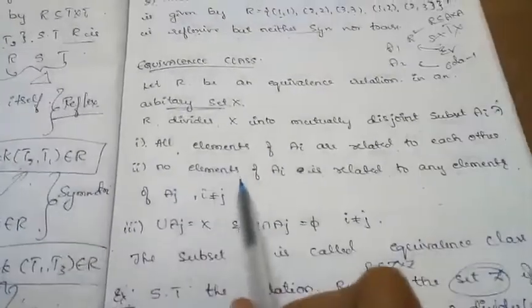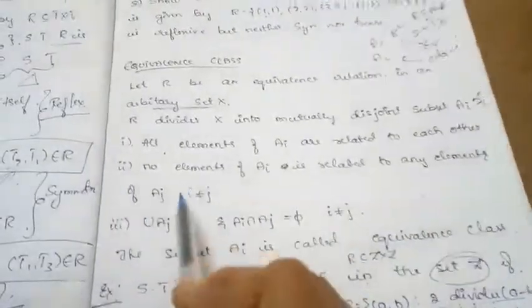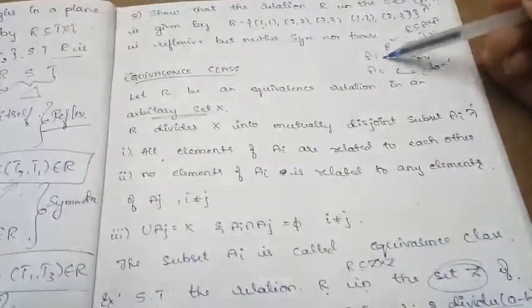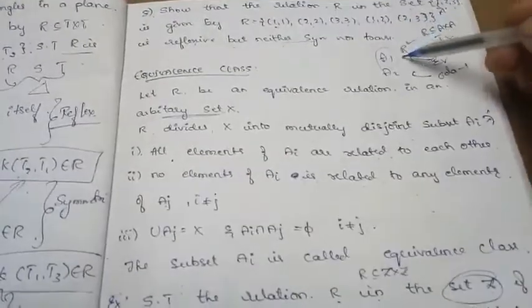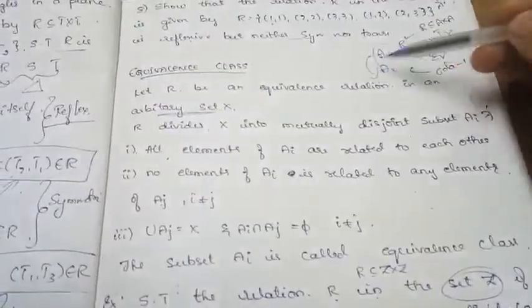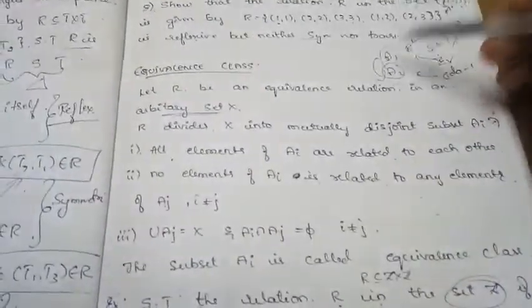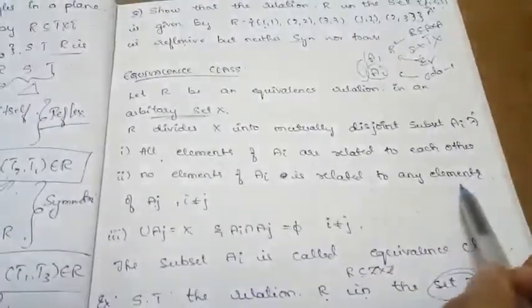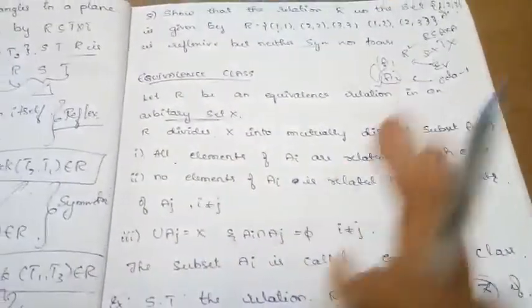Then next, no element of Ai is related to any element of Aj, where i is not equal to j. So none of the elements belonging to the set of even integers containing 0 is related to the odd integers containing 1. So they are mutually disjoint. That is what they are saying here: no element of Ai is related to any element of Aj, where i and j are not equal, so here i and j in 1 and 2 are not equal.